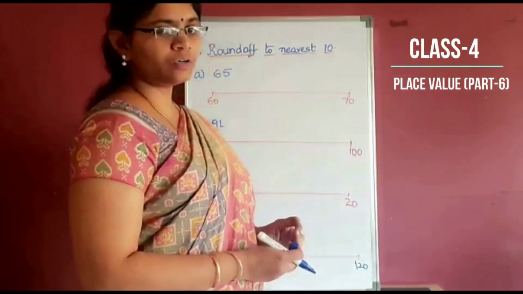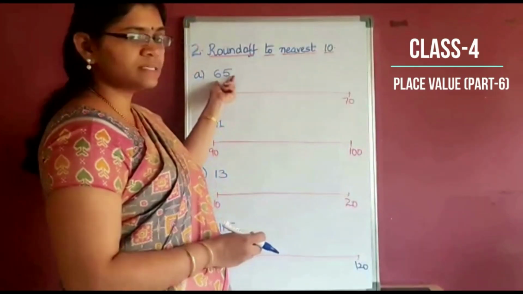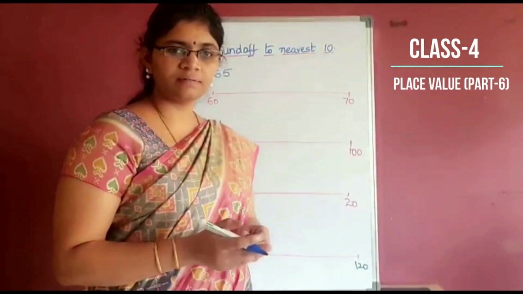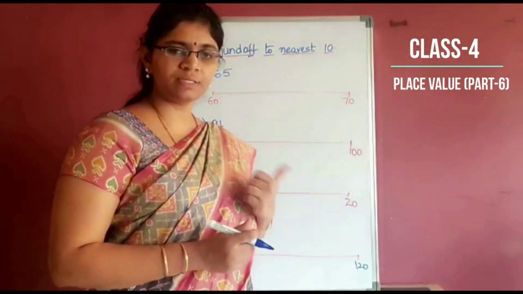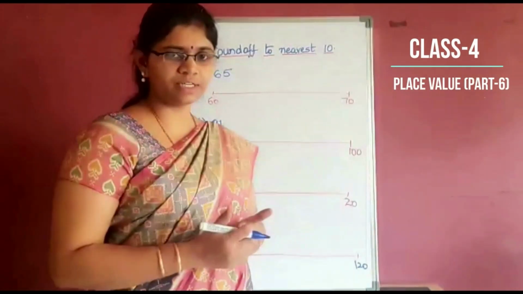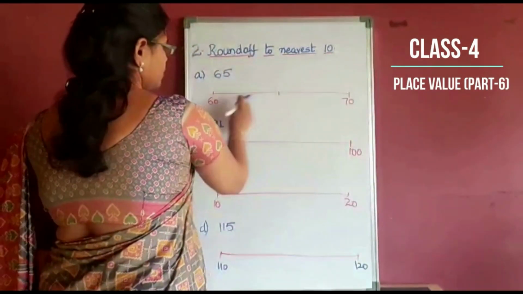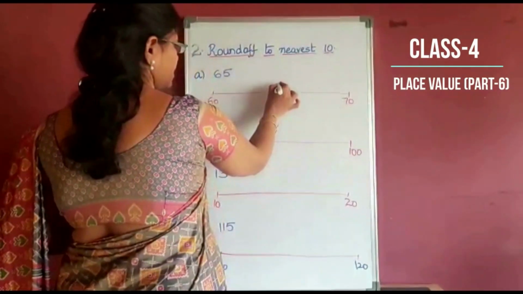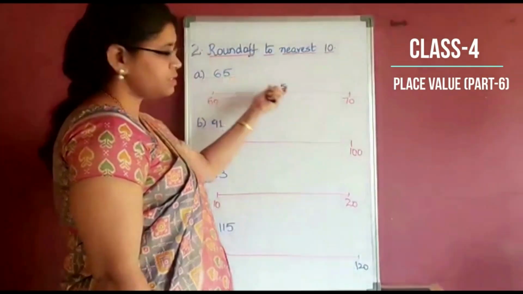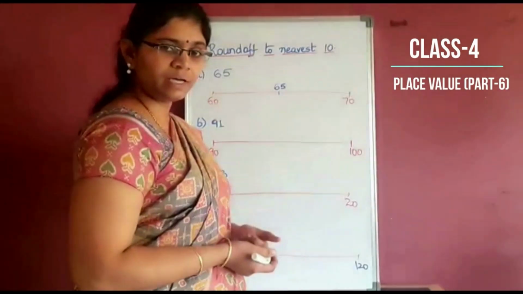Now let us see how to round off the given numbers to the nearest tens place. The first one is 65. 65 lies between which two tens? Yes, 65 lies between 60 and 70. And what is the exact middle number for 60 and 70? Yes, it is 65. So, in between 60 and 70, exactly in the middle we have 65. Now, which number we have to round off? 65 itself. 65 is nearest to 60 or 70?